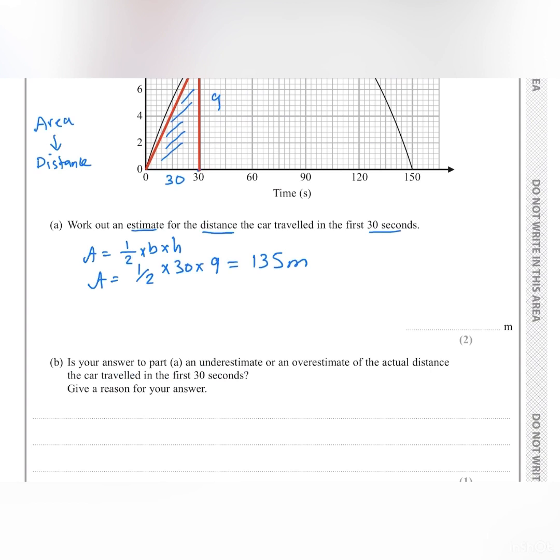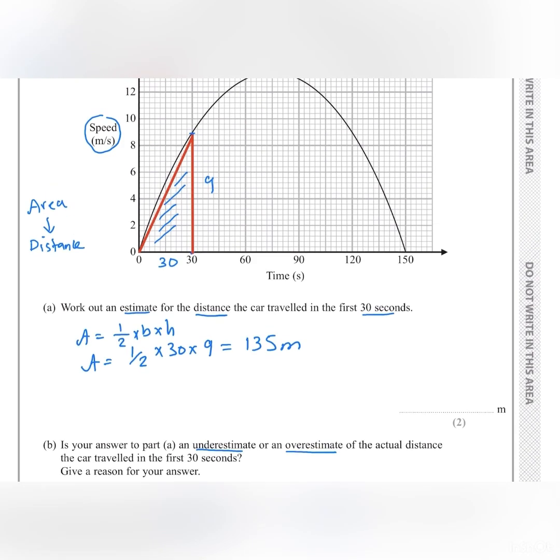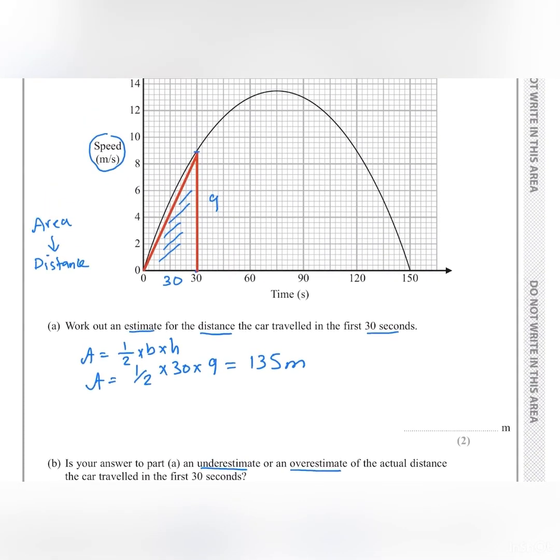Okay, part B says, is your answer to part A an underestimate or overestimate of the actual distance the car travelled in the first 30 seconds? Give a reason for your answer. Now, for this one, if you look at the diagram, when I drew the triangle in and we found the area of the triangle, what it left was that we have not taken into account the area left over here outside this perfect triangle.